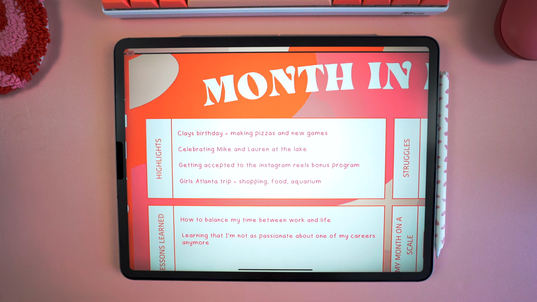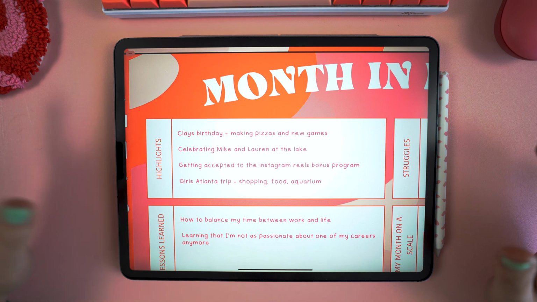And of course, my Atlanta girls trip. We went on a girls trip earlier in the month and it was so much fun. Just taking a little day trip to go and do some shopping and hanging out with them and eating good food, going to the aquarium. It honestly was just a really, really good time.